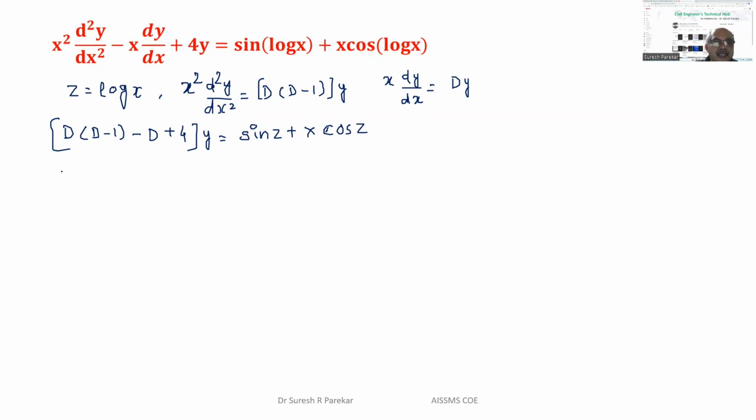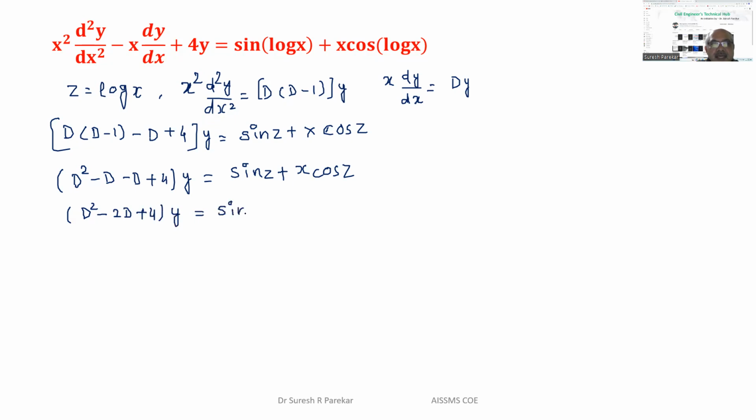Now we will solve this. So from this we will get D square minus D minus D plus 4 into y equal to sine z plus x cos z. Now from this we will get D square minus 2D plus 4 into y, which is equal to sine z plus x cos z.